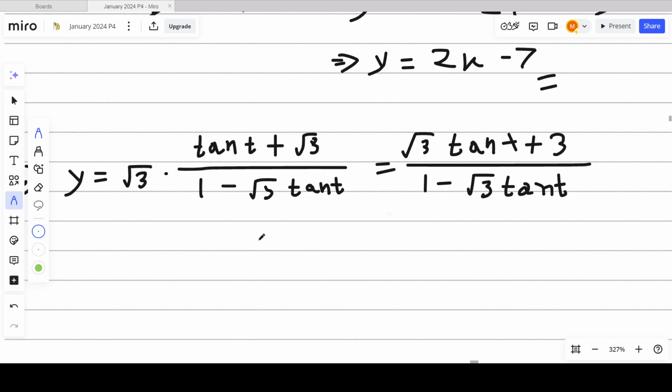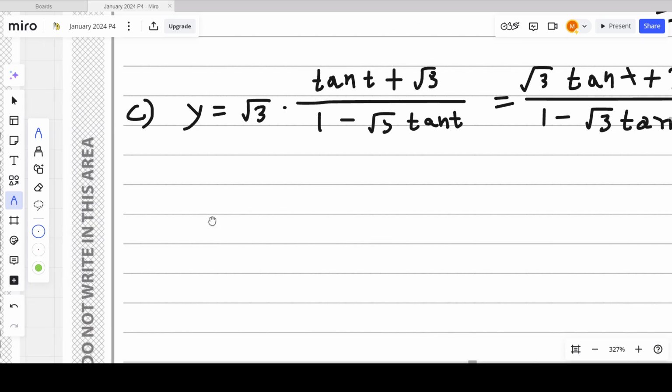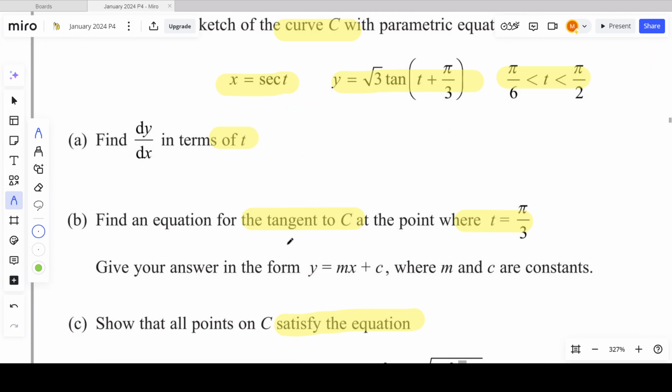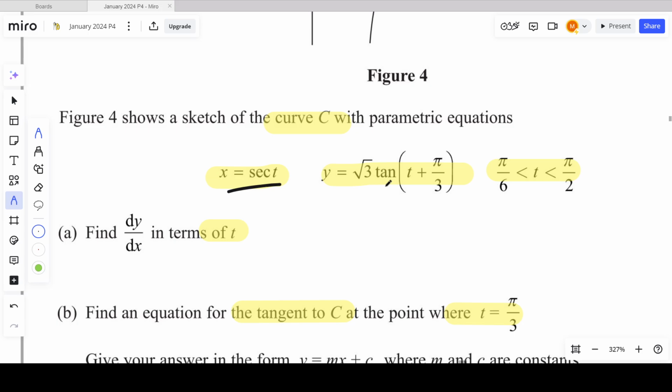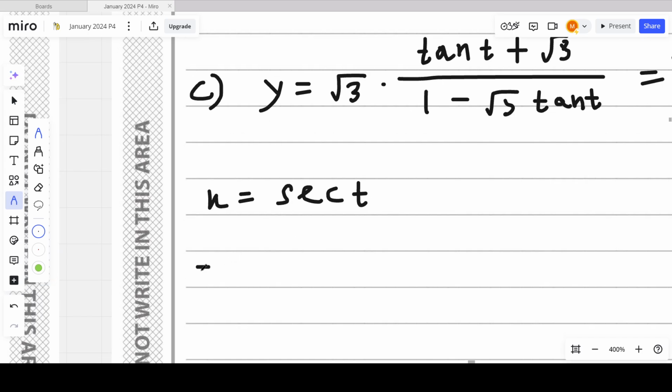Fine. Now we need to eliminate tan t from here, right? So in order to eliminate tan t, what can we do? We will use the x parameter. X equals sec t. So what can we do? Can you guess what my next step would be? We will square both sides.